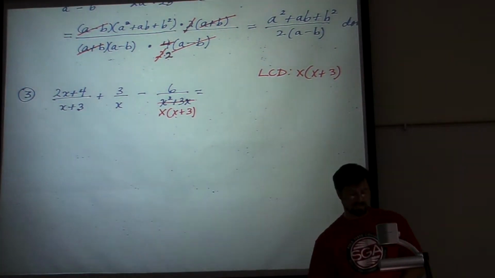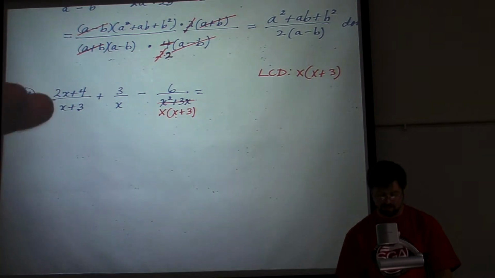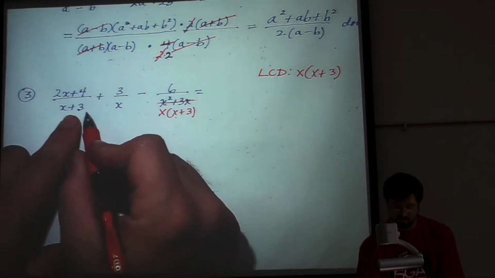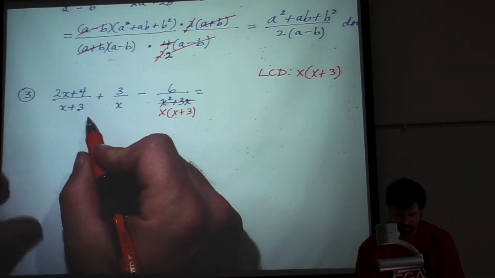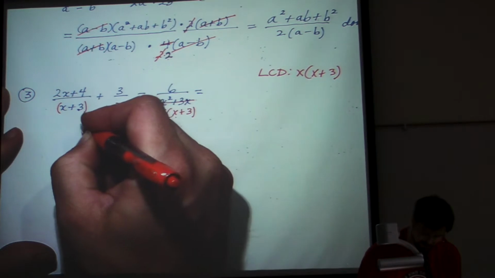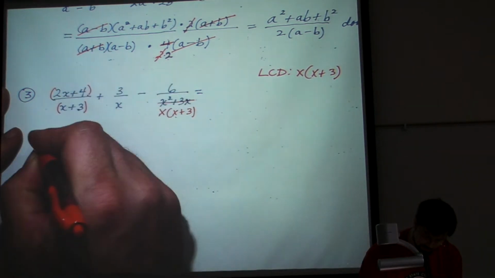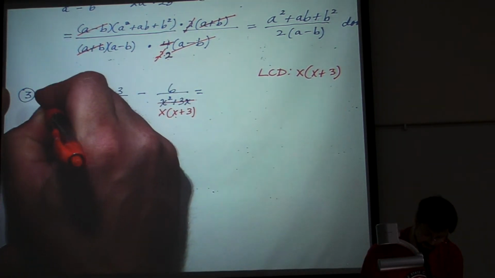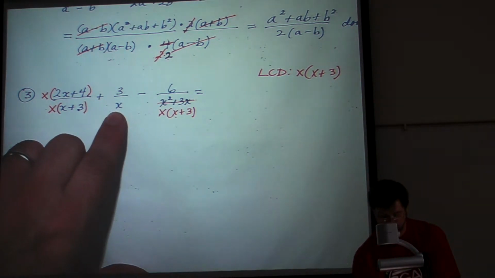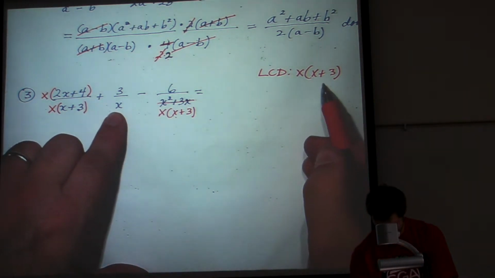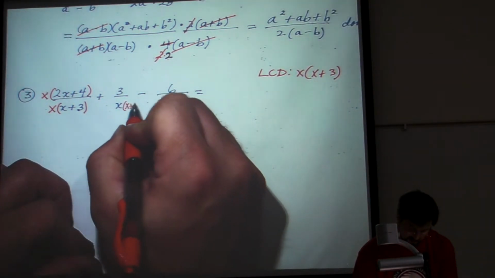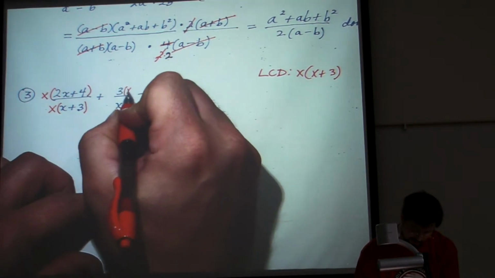So what I need to do is create that common denominator. What this has already is an x plus 3. So what it needs is another x, right? So let me put an x here and an x there. The second term has an x. What is it missing of these two? It's missing an x plus 3. So let me stick that in on the bottom and on the top.